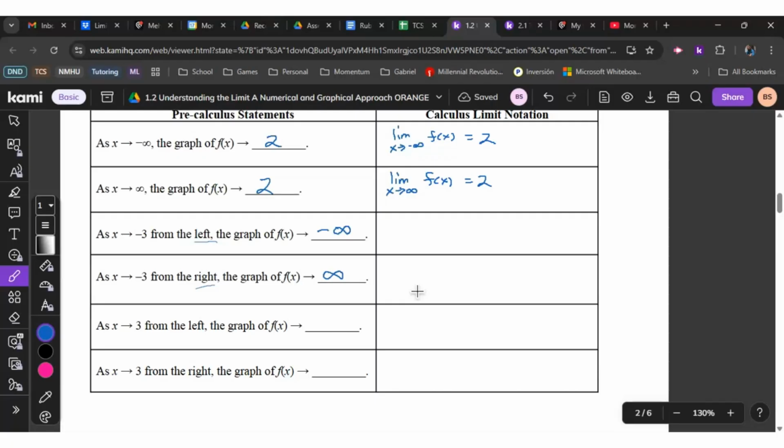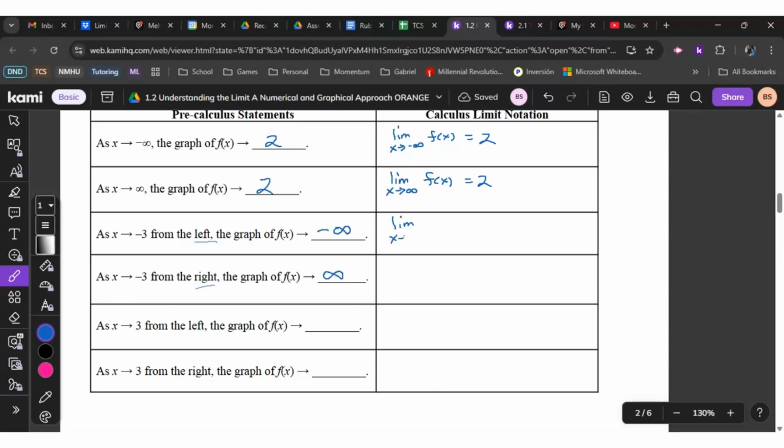No, because the left side and right side are different. Remember we talked about that last class? So because this is negative infinity and this is infinity, it won't exist, right? The one-sided one exists, but the actual limit won't exist. It's 2 different values. Now let's write it in calculus notation.